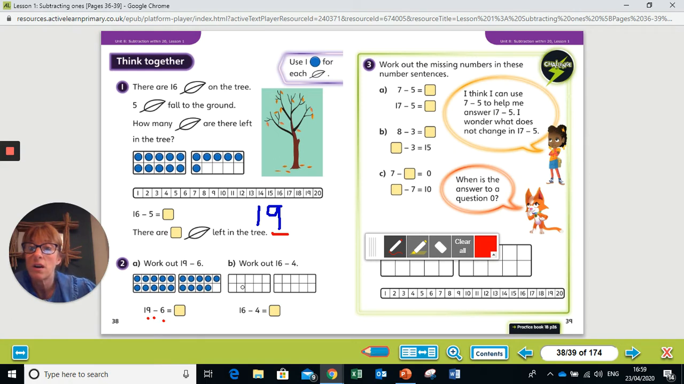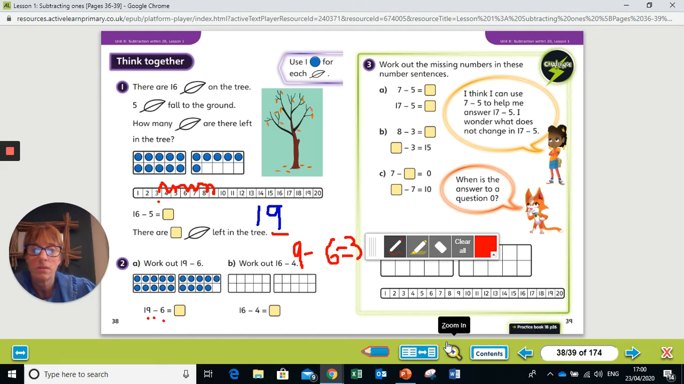So if we took our 9 ones and we took away our 6 ones, 9 take away 6, how many ones have we got left? There's my equal sign. Let's see if we can do that. We've got 9 ones, take away 6 ones. So here's our number line. Start at 9 and take away 6. 1, 2, 3, 4, 5, 6. 9 take away 6 equals 3.